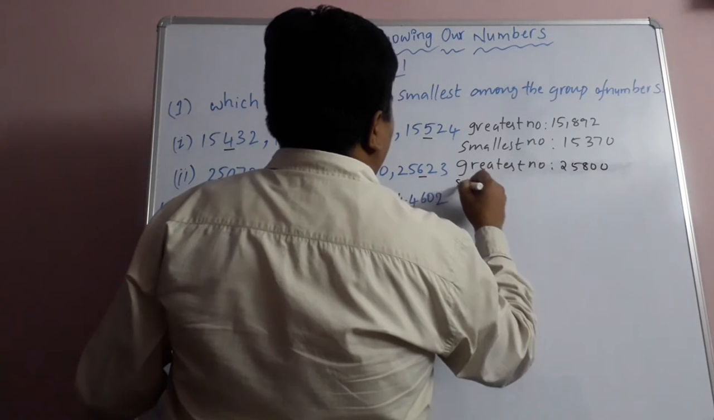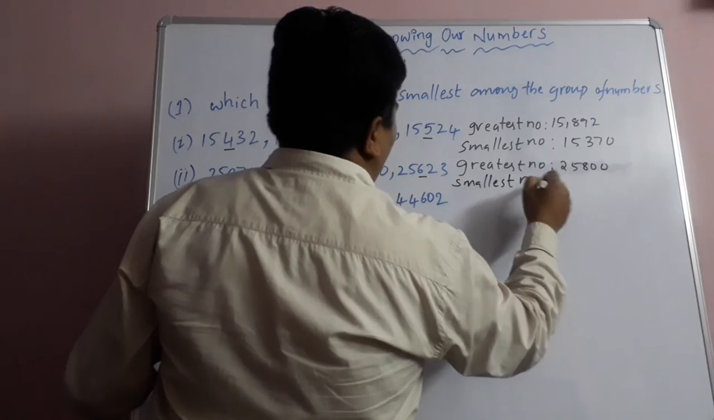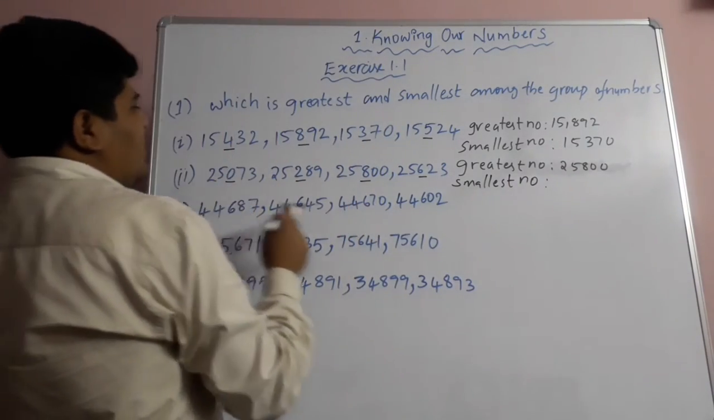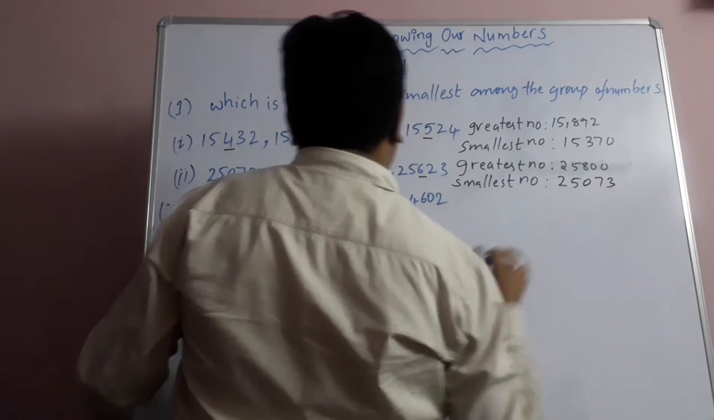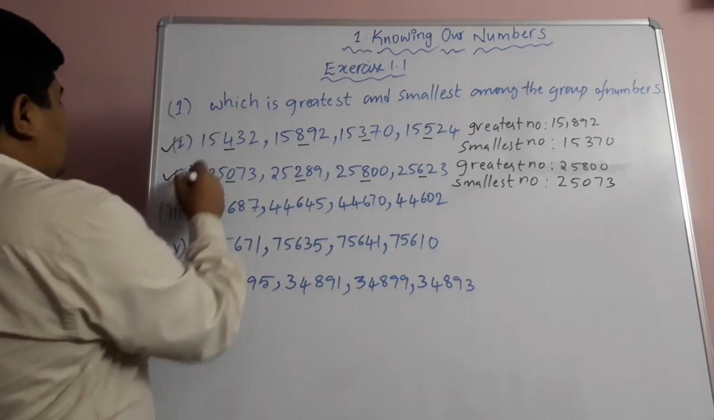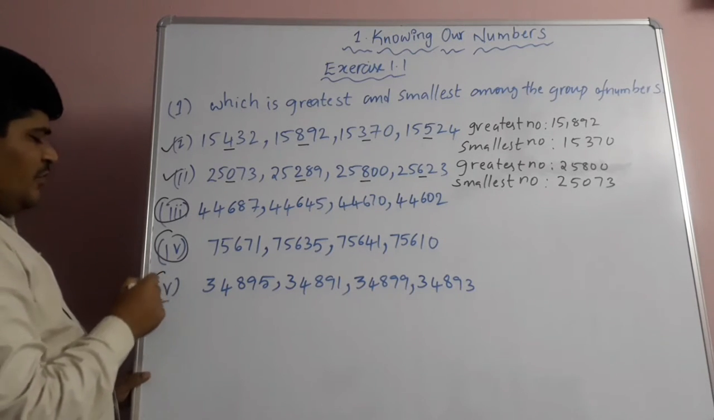Now the smallest number, children. The smallest number is 25,073. You can write it like this. Now the third problem and fourth problem you try, children. I will explain the fifth problem.